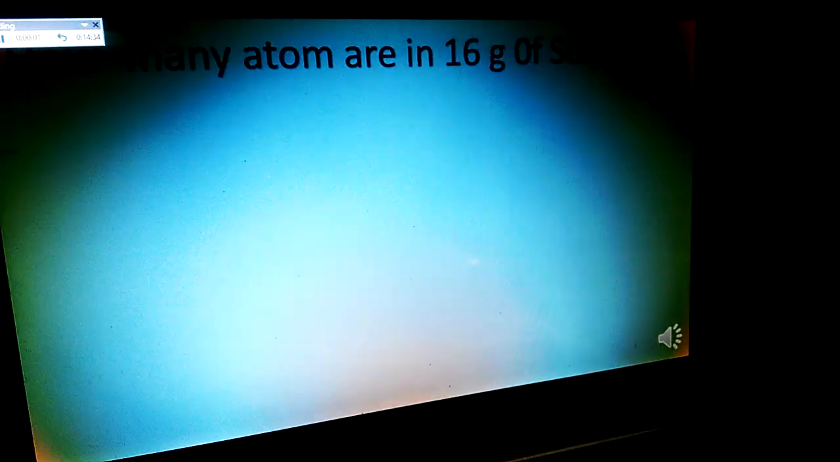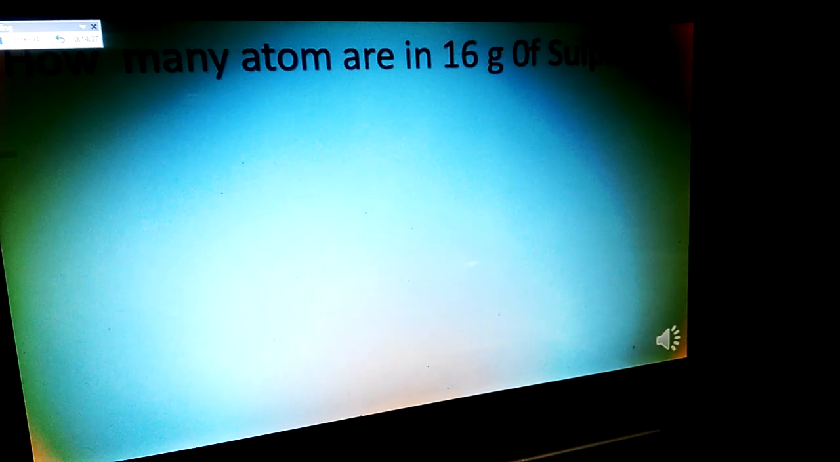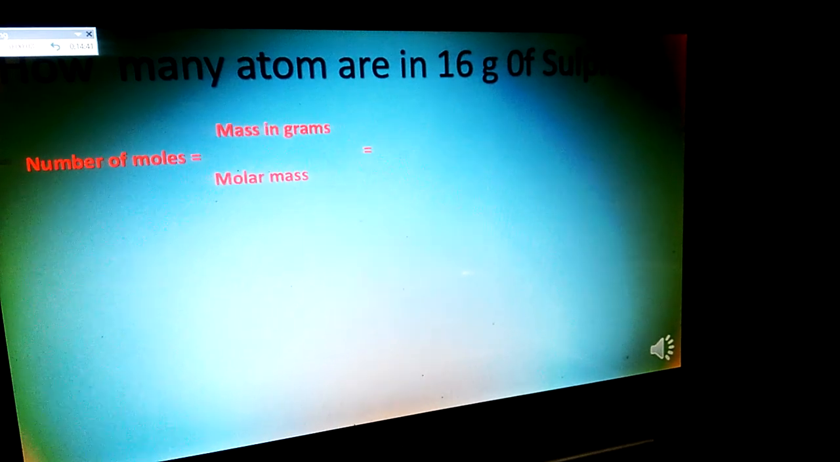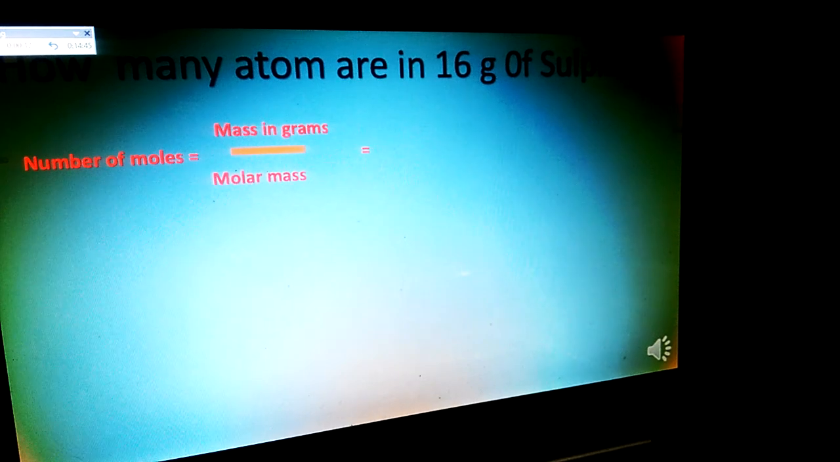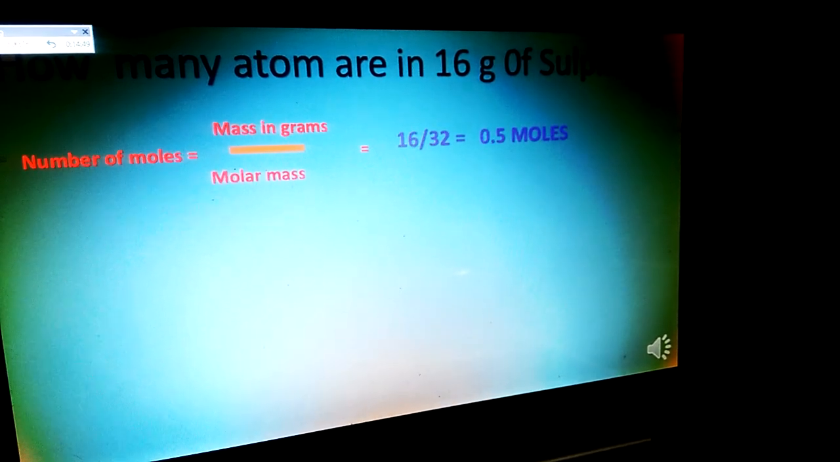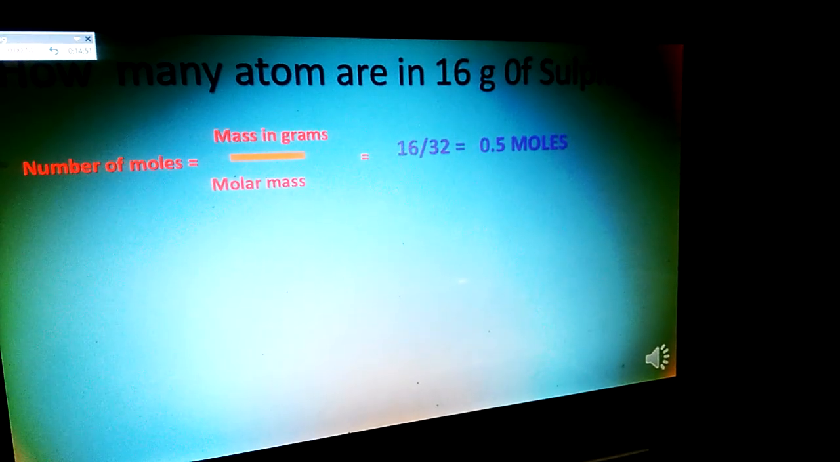How many atoms are present in 16 gram of sulfur? The formula used is number of moles is equal to mass in gram divided by molar mass. So 16 divided by 32 is equal to 0.5 moles.